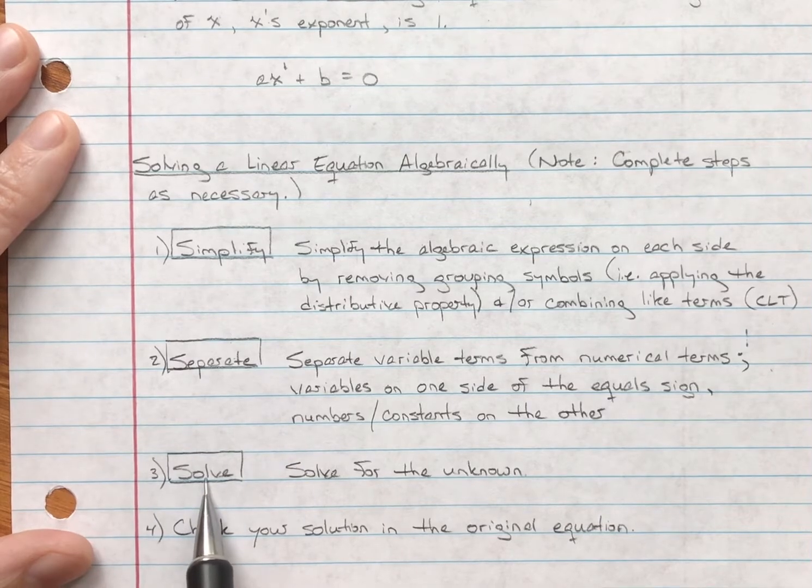is to solve. And normally this is just multiplying or dividing each side of the equation by the same thing. We're solving for the unknown. And as I said earlier, step 4, whenever you're dealing with an equation or an inequality, you always want to check your solution using the original equation to determine whether or not you have the right answer.